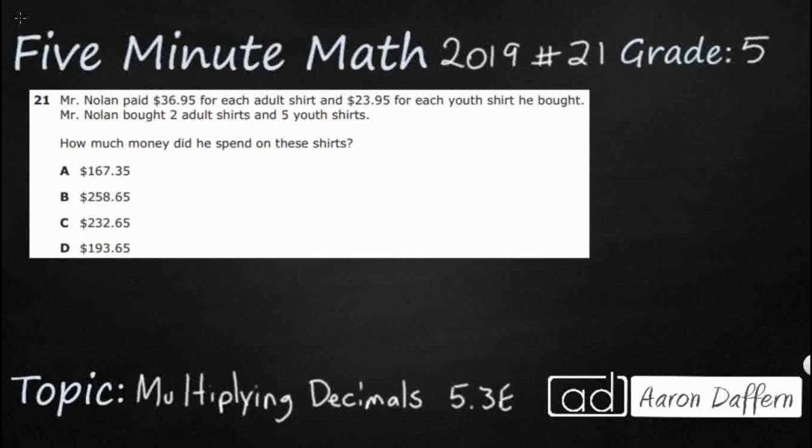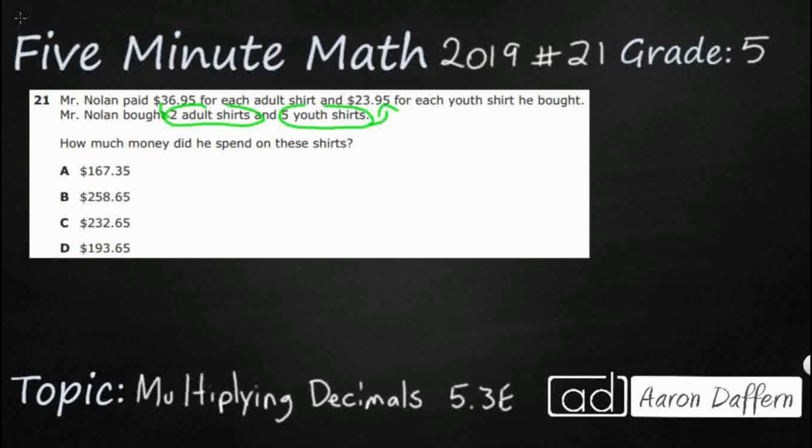So we have Mr. Nolan, and he is buying some shirts. So we have 2 adult shirts, and those cost $36.95 each. We've got 5 youth shirts. Those are $23.95 each. We need to find the exact amount of money that he spent.